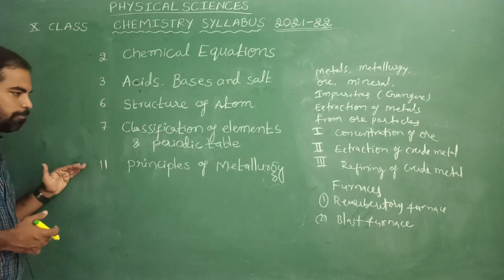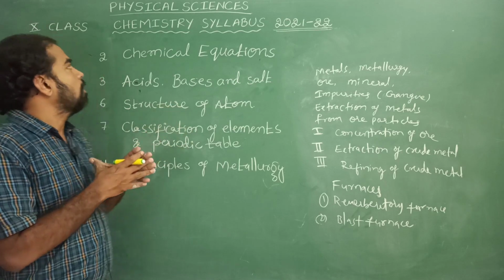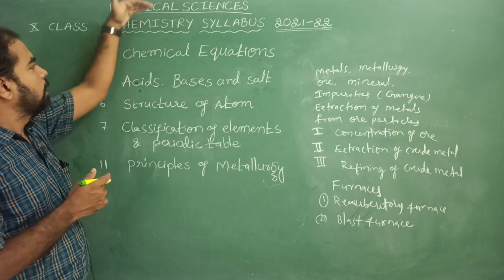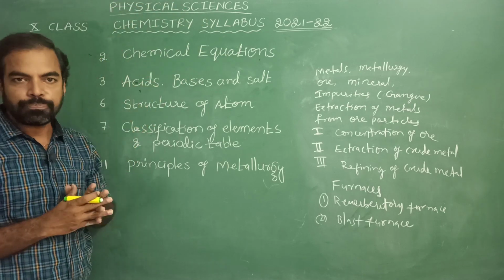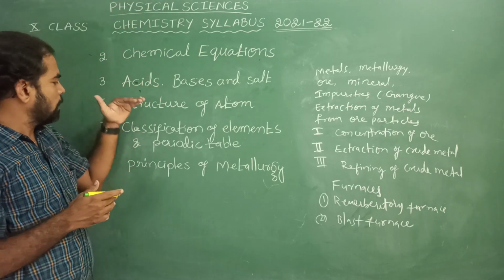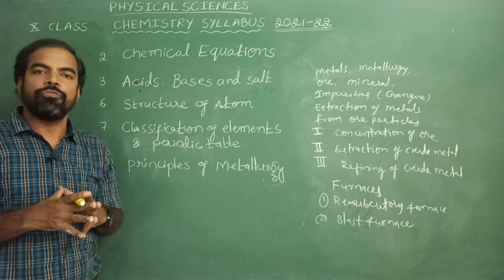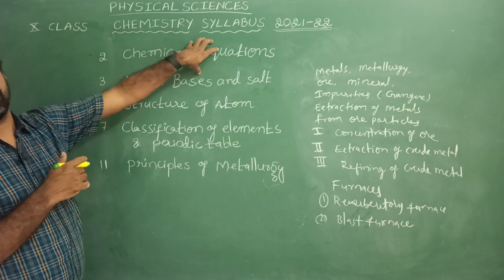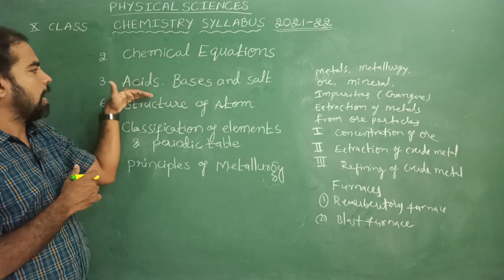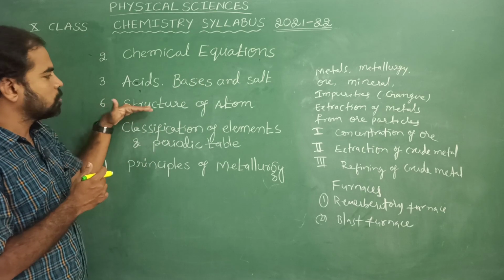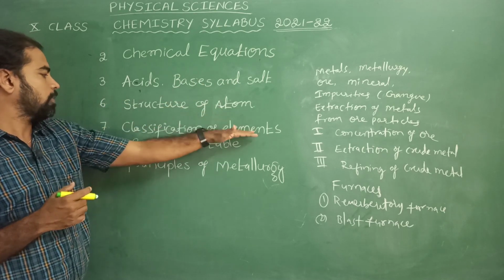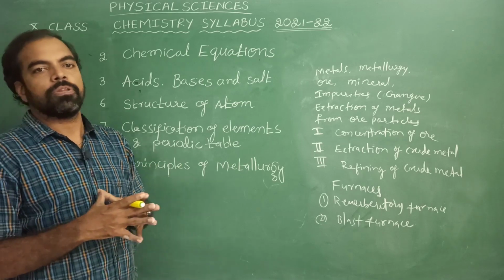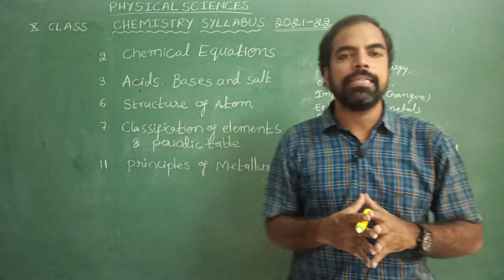So this is the chemistry syllabus of 10th class. It is a part of the physical science of 10th class. The remaining topics belong to physics lessons or physics chapters. Now I am dealing with the chemistry part: chemical equations, acids, bases and salts, structure of atom, classification of elements and periodic table, and the principles of metallurgy. Okay students, this is the syllabus of 10th class.